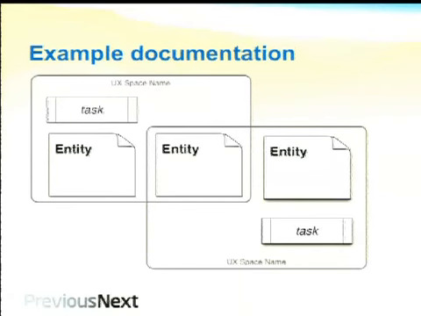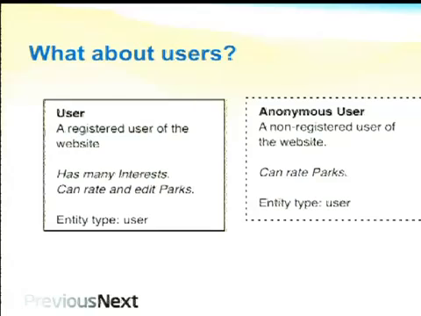UX spaces can be nicely overlapped as well. So when you're documenting them, you can start to put individual entities into different spaces and see the overlaps, start to draw relationships between them that way. We can also document users fairly simply, and we can make them entities as well if we need to, if you need to search users. So it's quite flexible and you can do what you like.